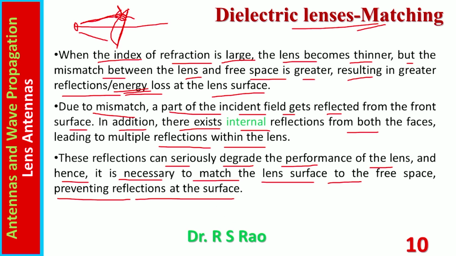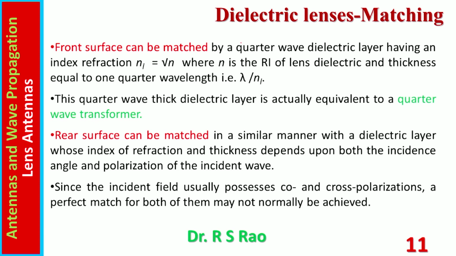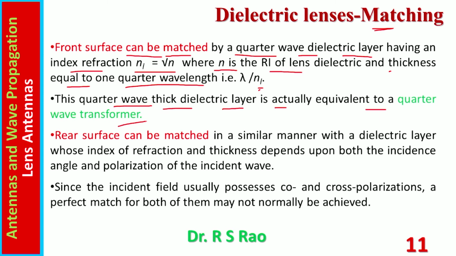So reflections here also need to be arrested, eliminated, prevented, or reduced as much as possible. And this reduction is effected with the help of a technique called the matching technique. Front surface can be matched by a quarter wave dielectric layer having an index of refraction NL equal to square root of n, where n is the refractive index of the lens dielectric, and thickness equal to 1/4 wavelength, that is lambda by NL. This quarter wave thick dielectric layer is actually equivalent to a quarter wave transformer.